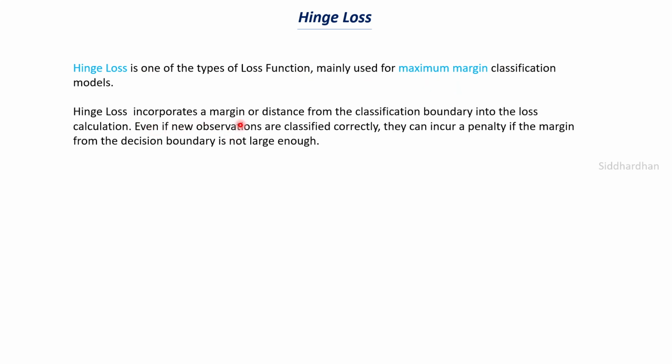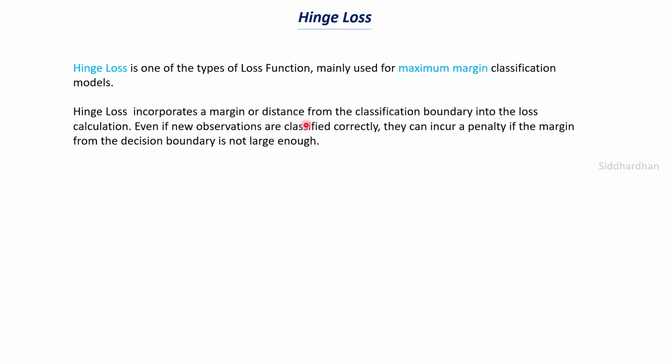Now let's try to understand this hinge loss. Hinge loss incorporates a margin or a distance from the classification boundary into the loss calculation. So even if new observations are classified correctly, they can incur a penalty if the margin from the decision boundary is not large enough. Let's try to understand these two statements. First of all, we need to understand the statement classification boundary. The classification boundary is nothing but your hyperplane. Your hyperplane is the one which classifies the data points, right? It tries to see on which side of the hyperplane the data point lands. So the classification boundary is nothing but your hyperplane. So this hinge loss, this kind of loss function, incorporates a margin.